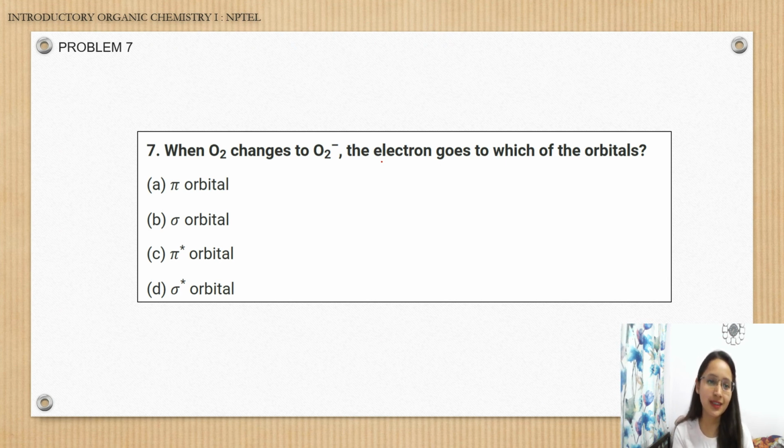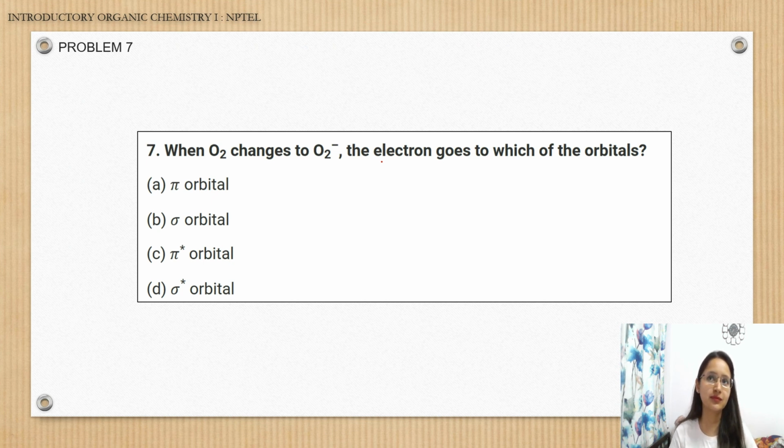So coming to problem 7, it is a bit trivial question, but still, see, they are asking when O2 changes to O2 minus, the electron goes to which of the orbitals? For knowing that, you first have to know how many electrons O2 has and how many orbitals are there, you first have to know about the oxygen, and then only you can say that this extra electron will occupy which of the orbitals of this oxygen, right?